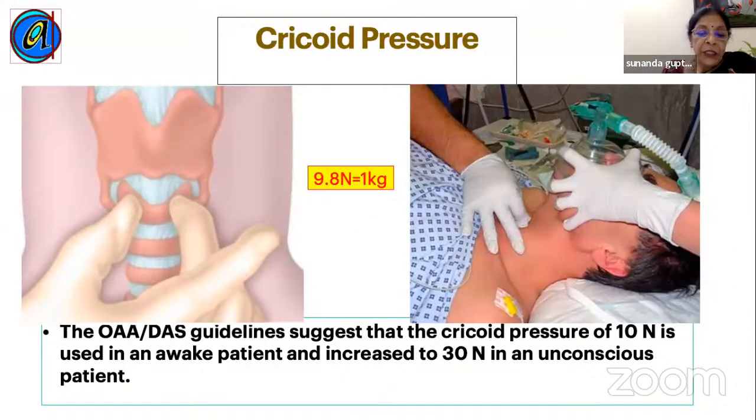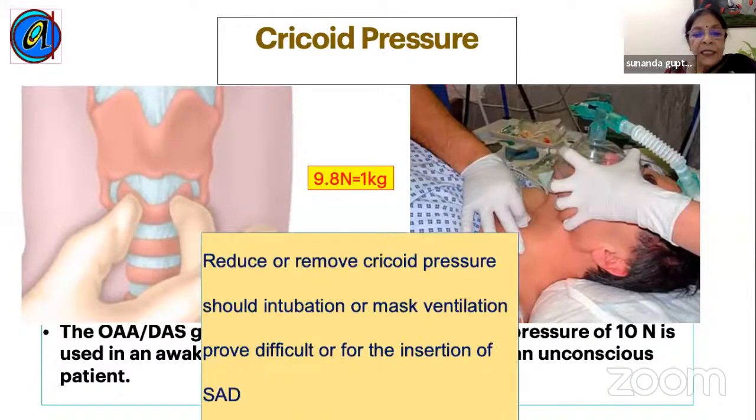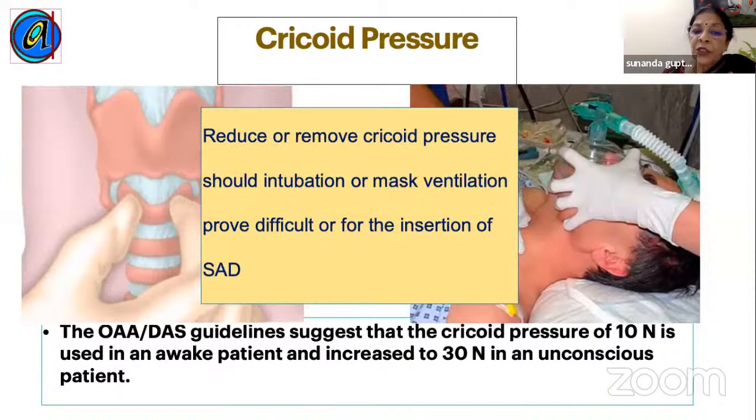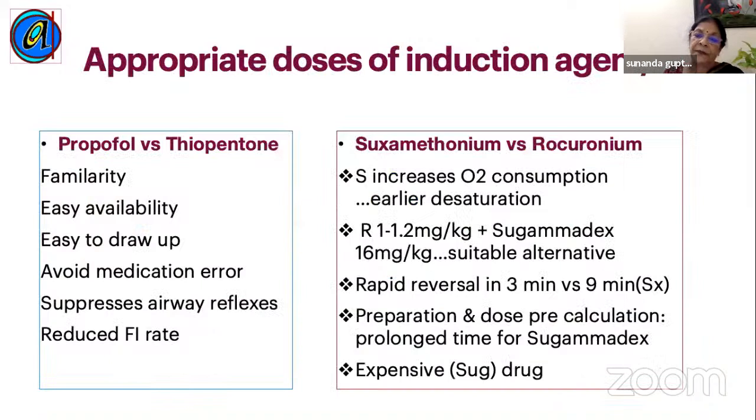Now, cricoid pressure, according to the DAS guidelines, you should start when the patient is awake at 10 newtons, which is equal to somewhere around 1 kg, and increase it to 30 newtons in the unconscious patient. What has differed in the new guidelines is that you should have a very low threshold of reducing or removing the cricoid pressure should intubation or mask ventilation prove difficult or for the insertion of a supraglottic airway device.